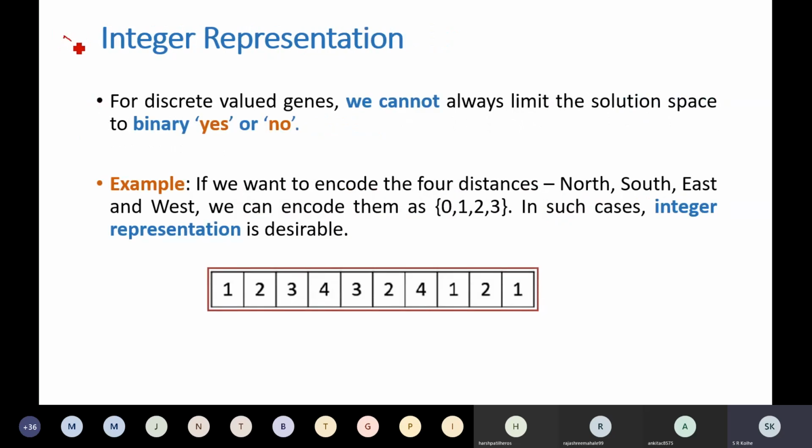Next type of representation is integer representation. As its name suggests, integer numbers you are going to use for representing genes. For discrete valued genes, we cannot always restrict the solution space to binary values like 1 or 0. Okay. So therefore, sometimes you need something different. So integer representation can be the solution for this.